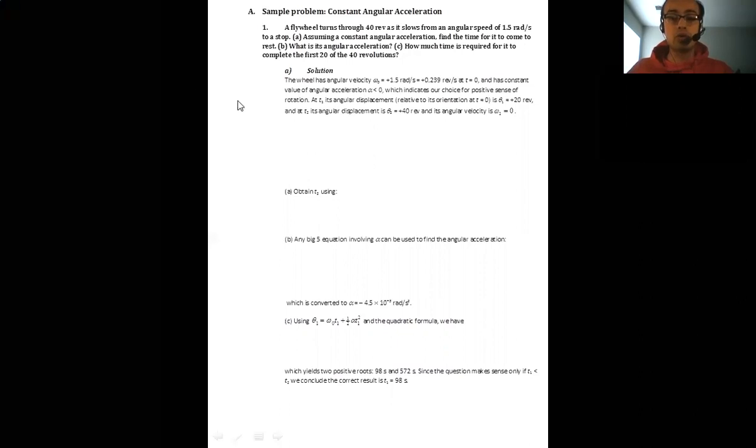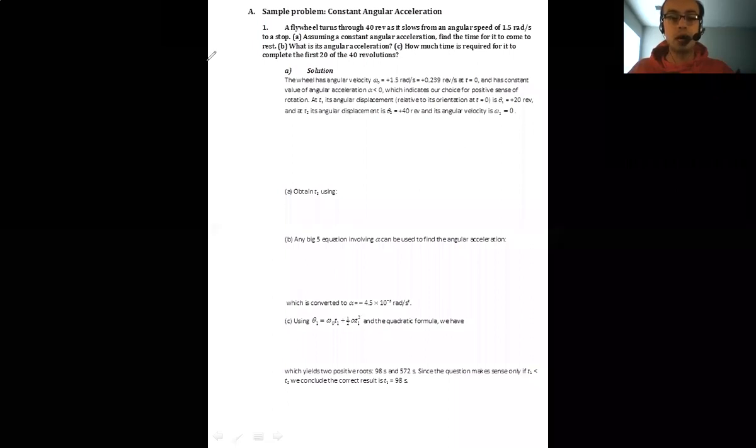So if we're taking a solution here, we know what the wheel's initial angular velocity is. Well, we know omega naught. And we know that it's making this many revolutions per second at time equals 0. And there's a constant value of angular acceleration. That value is going to be negative because the velocity is positive, and we know that this wheel slows down to a stop. So again, angular acceleration is going to have to be negative in this case. At t1, its angular displacement is theta 1 or plus 20 revolutions.